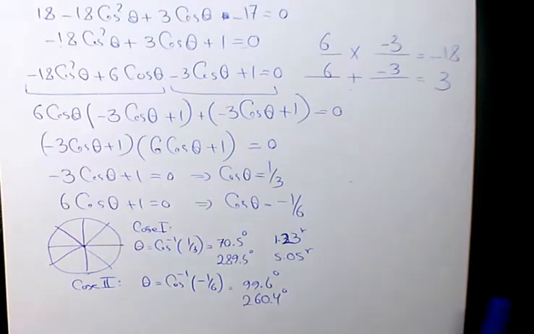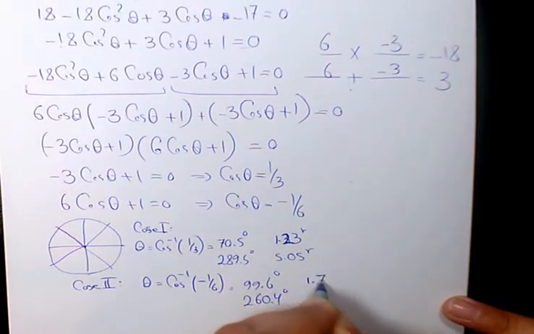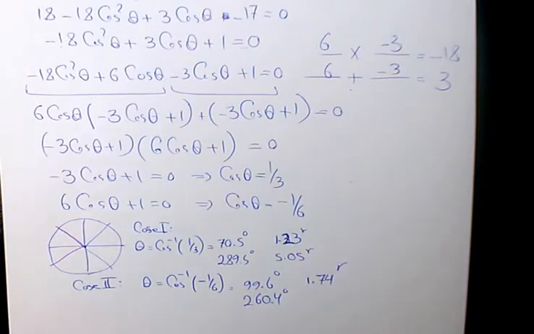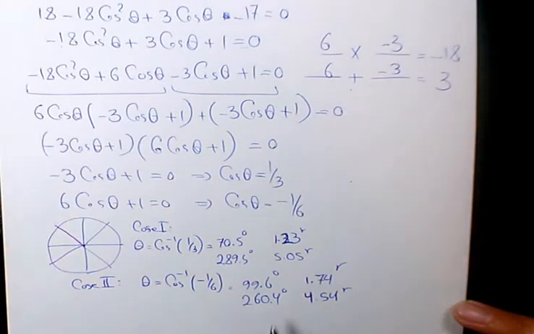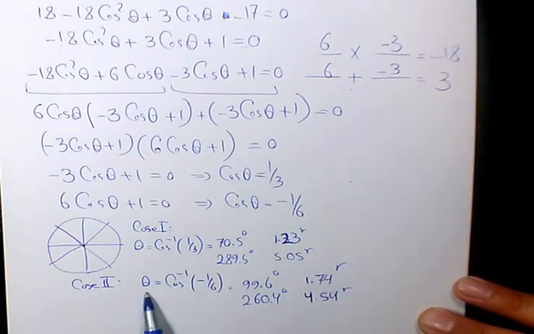260.4 degrees. If I want to convert them to radians, just multiply by pi and divide by 180. 260.4 times 3.14 divided by 180, that will be 4.54 radians. So these are the two answers for the second case and two answers for the first case.